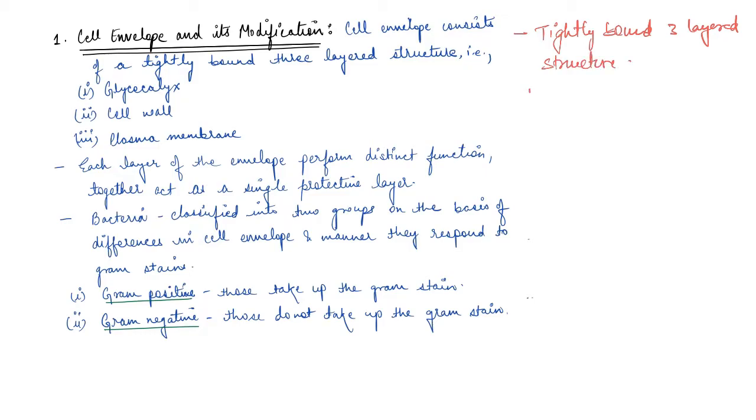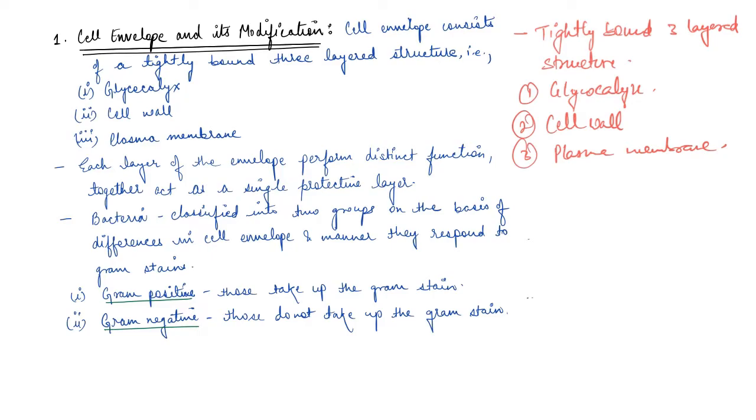The outermost layer is the glycocalyx, which is followed by a cell wall, and then we have the plasma membrane. So the cell envelope of a prokaryotic cell has the glycocalyx layer, after which you have the cell wall, and then you have the plasma membrane, right? Although each layer of the envelope performs a distinct function, they together act as a single protective unit.